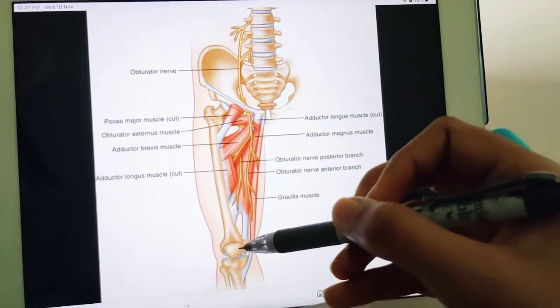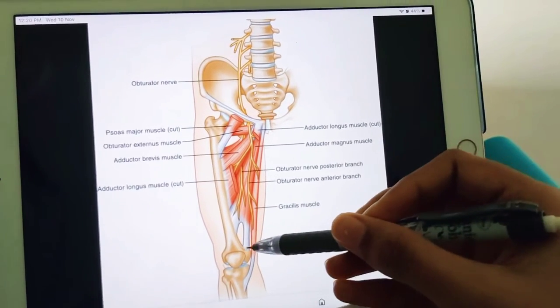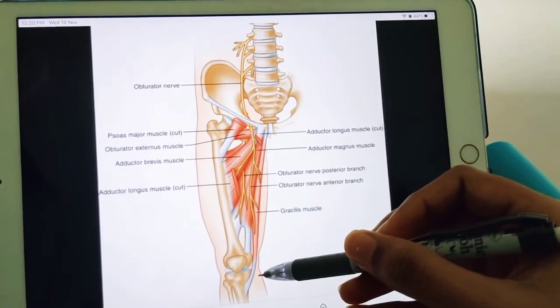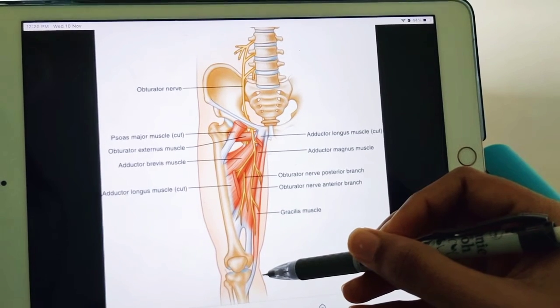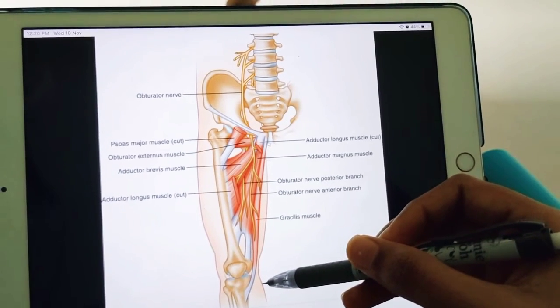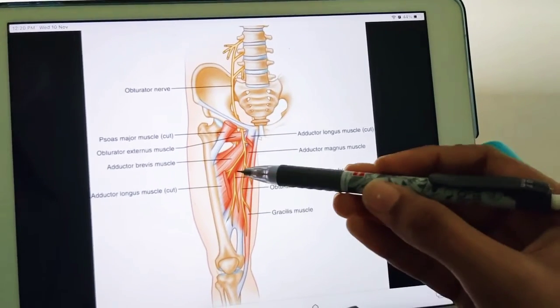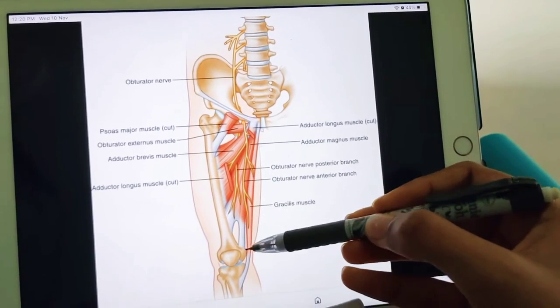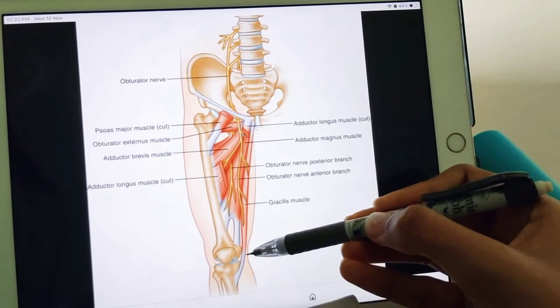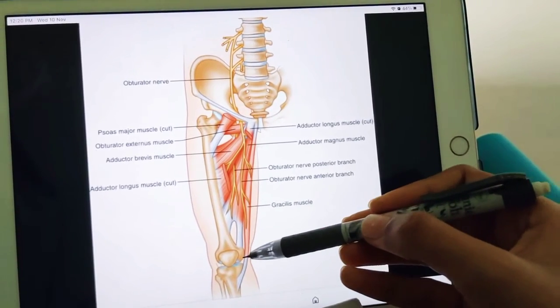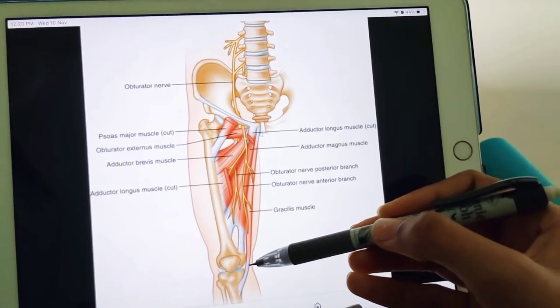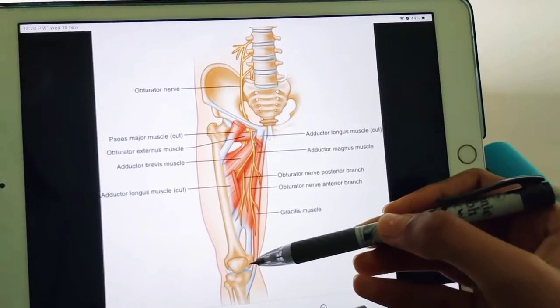So it supplies the cruciate ligament at this knee joint here, and ends by supplying the cruciate ligament of the knee joint. Some of its fibers end by innervating the popliteal artery. So some of these posterior fibers of the obturator will go and innervate the posterior side of the patella. We have the popliteal fossa, so there they will innervate the popliteal artery.